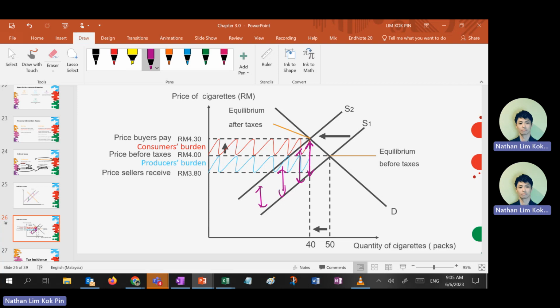4 ringgit 30 cents minus 3 ringgit 50 cents. Can you see at the far end? You who sit on the last row, can you see? Can. Okay, next question.